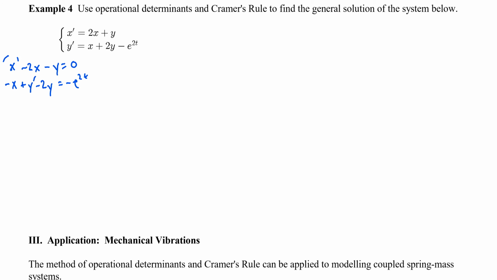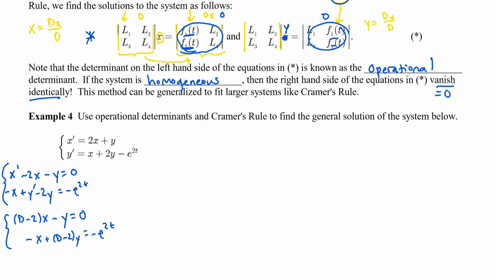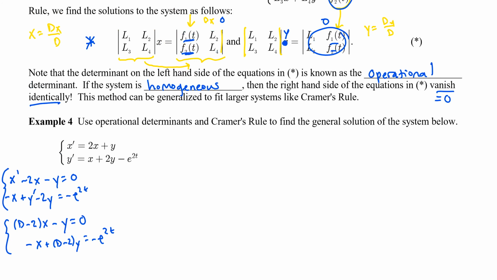We want to rewrite that using linear differential operators. So equation number 1 can be expressed as (D - 2)x - y = 0, and the second equation, -x + (D - 2)y = -e^(2t). So we're going to begin forming this first equation.